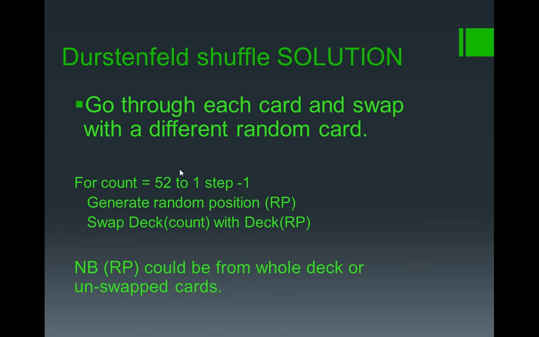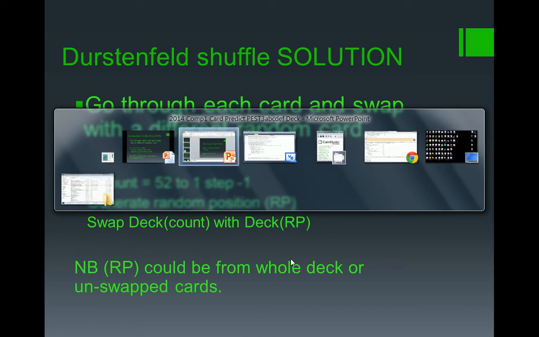There are dozens of little variations to this. So rather than this being a swap with any random position, this random position could be generated not from 52 but from whatever's left. So it would be generated from one of the 52 positions initially, then 51. So basically there's variations. I'm going to cut straight to the code.